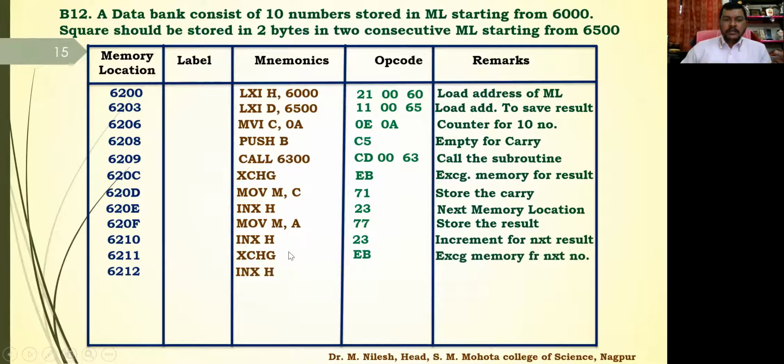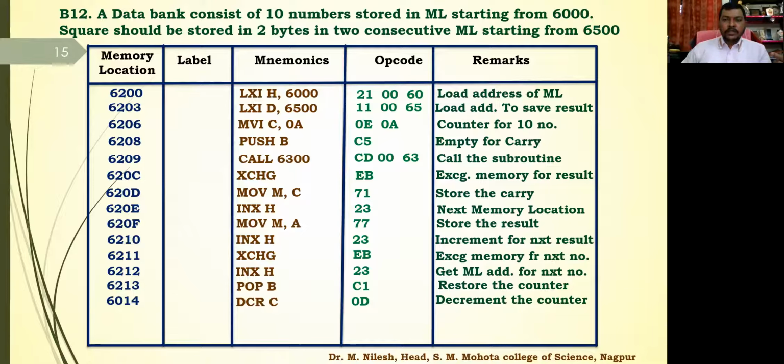POP B means whatever we have stored temporarily in the stack is to be retrieved back. So POP B is there, and we have restored the counter again. Now we can decrement the counter, DCR C, and check whether it is 0 or not. So we will use jump if not zero. Now where we need to jump, we need to jump back, so we'll put the label over there. So back should be here.